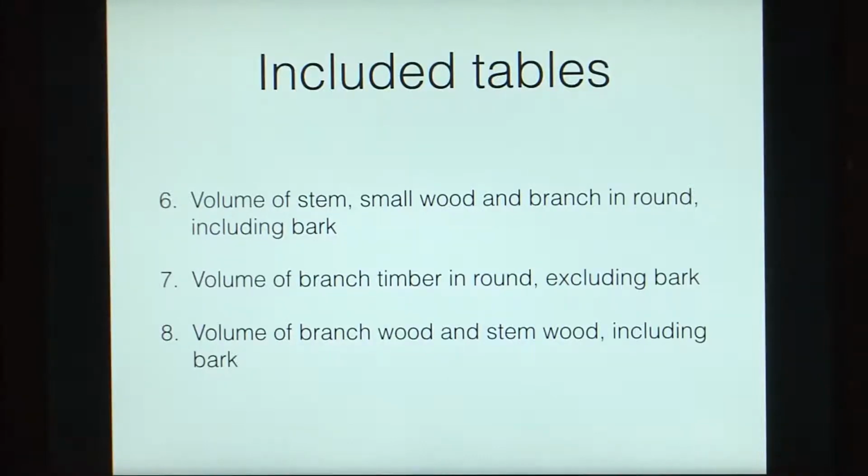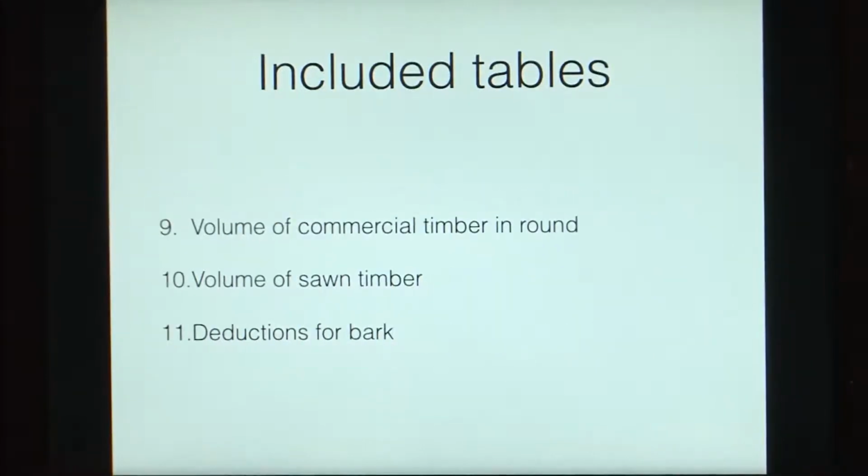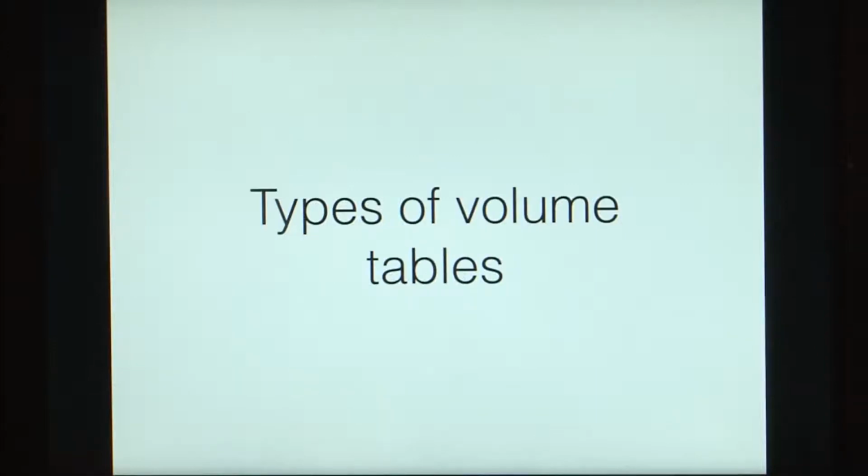Or you can even have volume of branch wood and stem wood including the bark, because even if there is bark you can burn it. So, that is good in terms of your fuel value. Or you can have volume of commercial timber in round, volume of sawn timber, or you can even have a table for the deductions for bark that you can make if you have the other values. So, essentially we can have different kinds of volume tables, and if you look at a table of the volumes.